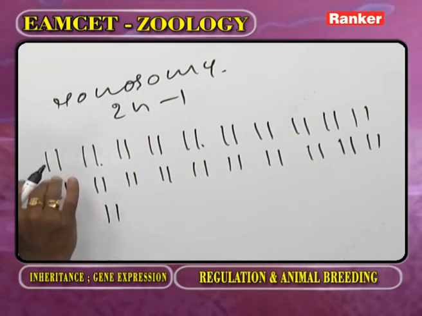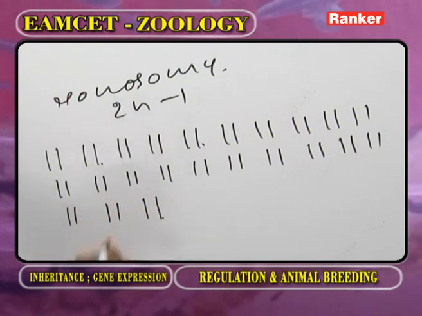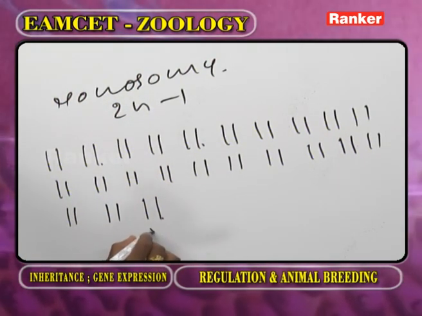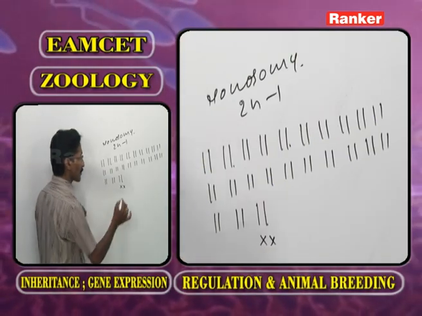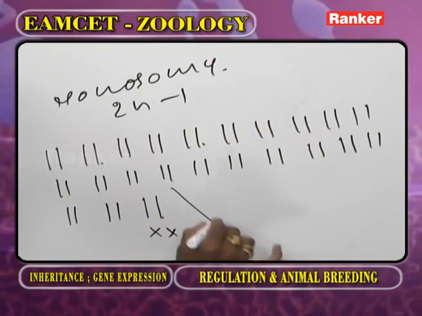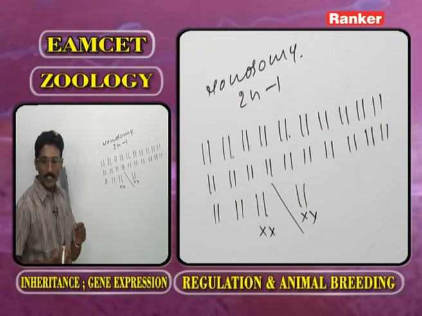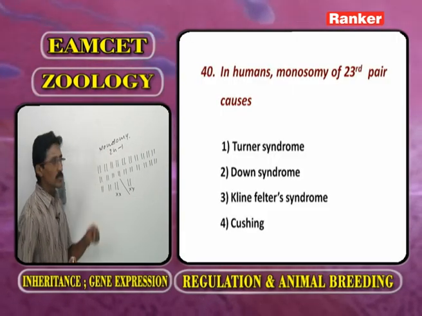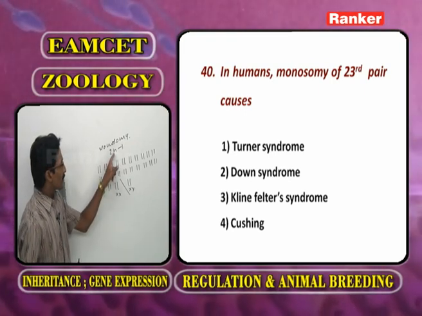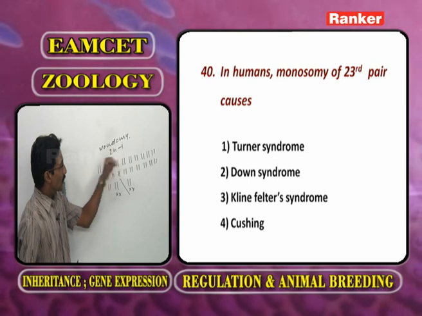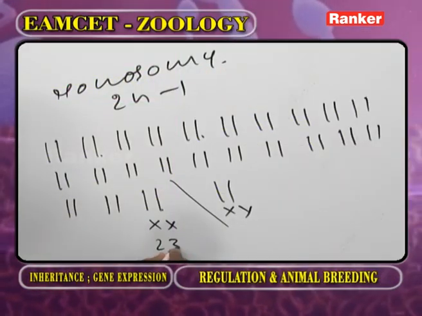So 22 pairs are autosomes, and for example, if this is female, the 23rd pair is XX. If it is the male, the 23rd pair is XY. Here what they are asking is, in human beings, monosomy of the 23rd pair. Monosomy means from the diploid chromosomes, one chromosome is removed. Here this is the 23rd pair.